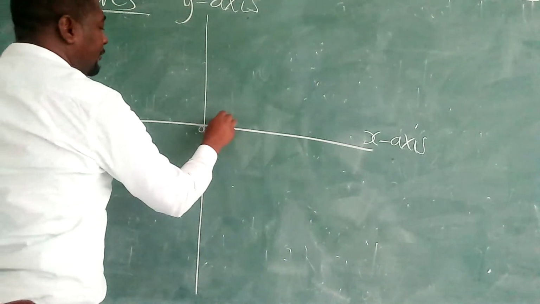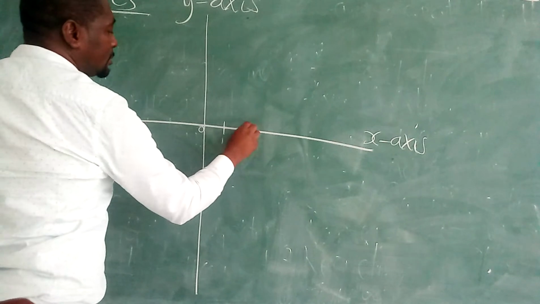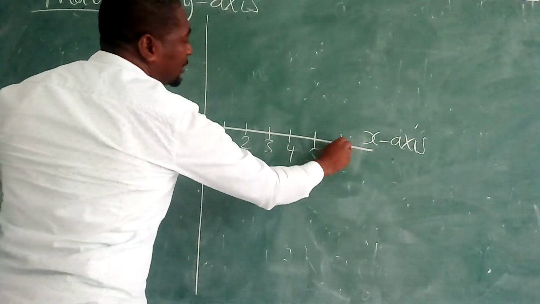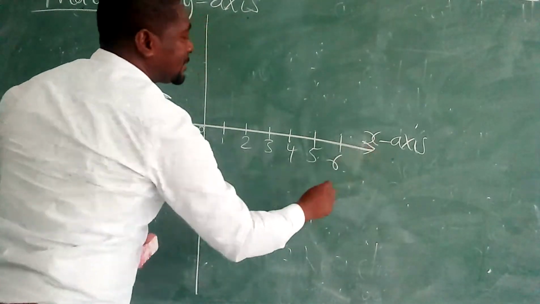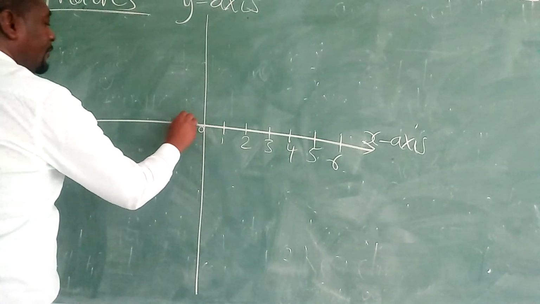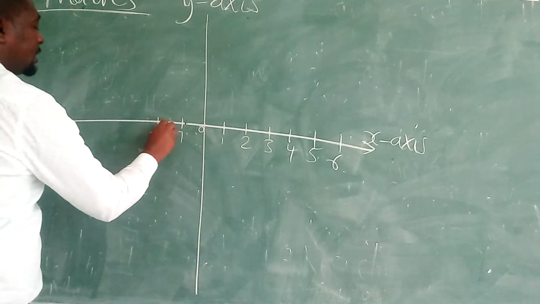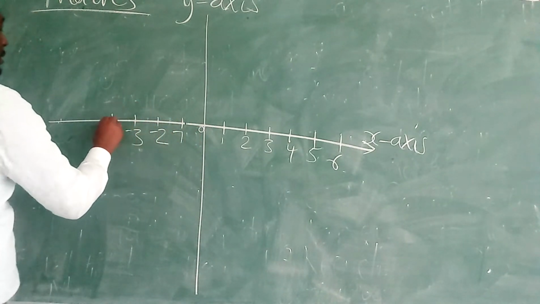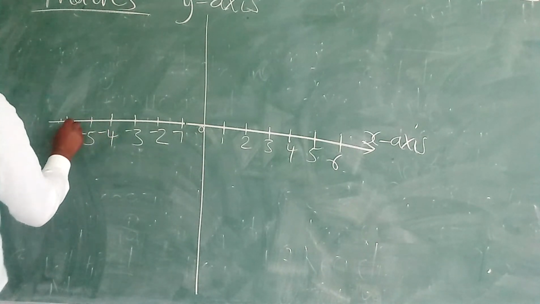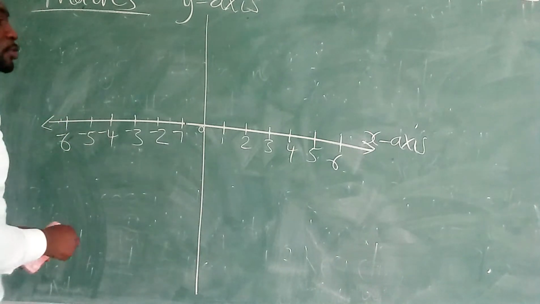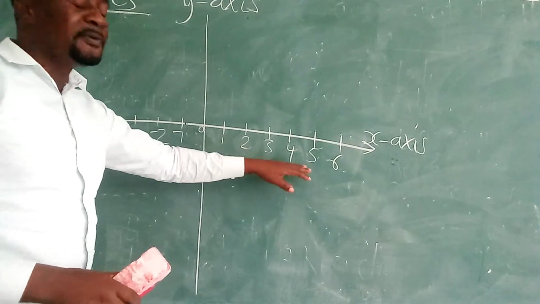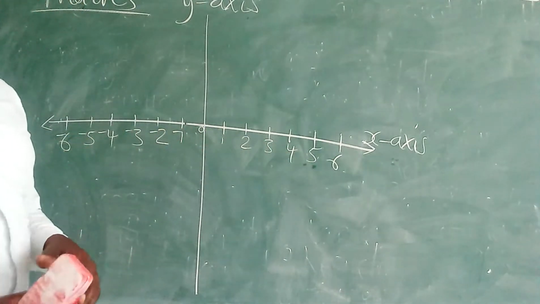Here we have 0. We have the positive numbers 1, 2, 3, 4, 5, and then 6. Then on the negative side, we have negative 1, negative 2, negative 3, negative 4, negative 5, and negative 6. So I've drawn the x-axis and written the positive and negative numbers.